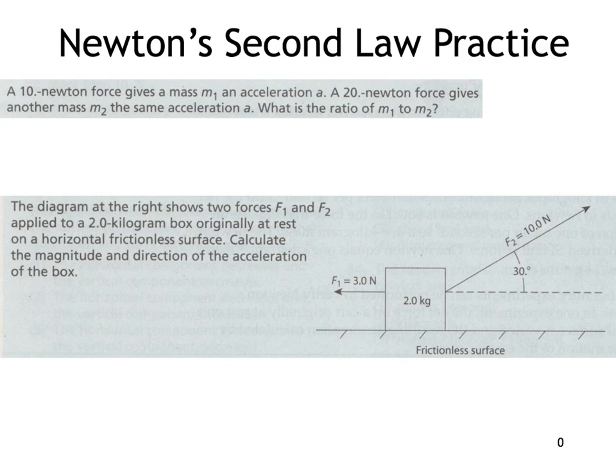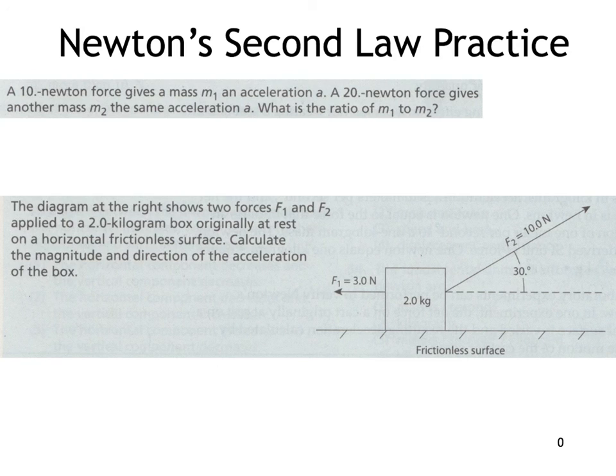All right, let's work on these practice questions for Newton's second law. The first question says that a 10 Newton force gives a mass, m1, an acceleration, a, and a 20 Newton force gives another mass, m2, the same acceleration, a. What's the ratio of m1 to m2?